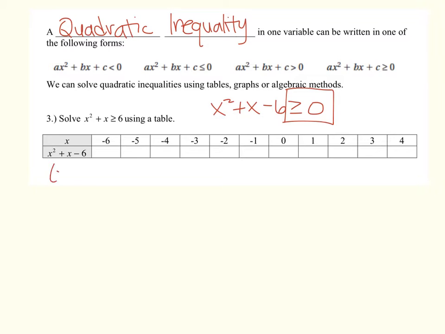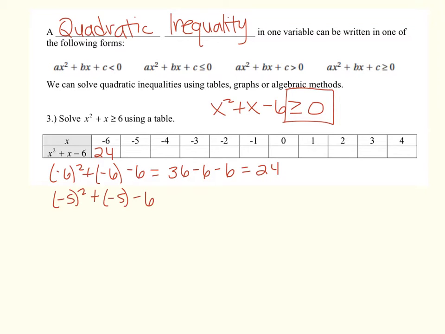So if we plug in negative 6, we have 36 minus 6 minus 6, which equals 24. So that's definitely above 0. Then we plug in negative 5. We get 25 minus 5 minus 6, which is 14. So again, we're still greater than 0. Plug in negative 4.